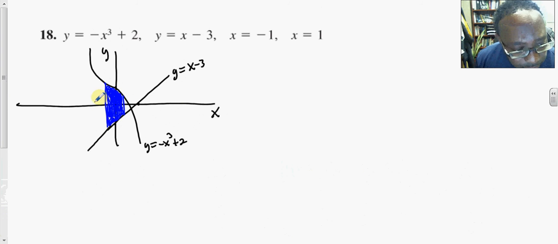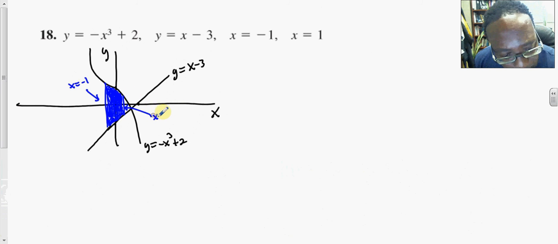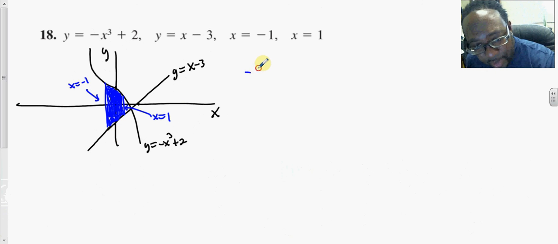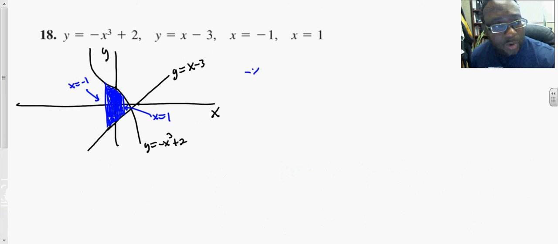So over here, we have this vertical line, x equal to negative 1. Then we have a vertical line there, x equal to 1. You see the top function is going to be that hyperbola, then the bottom function is going to be the line, right? So we can get the height. And so x is bounded by this negative 1 and 1.